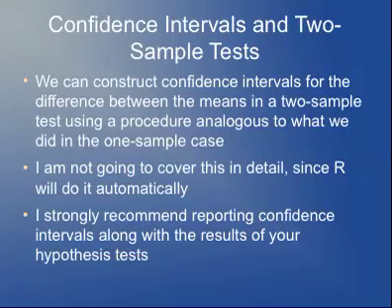And also note in passing that you can construct confidence intervals for the differences between means in a two-sample test, just like we did in the one-sample case. I won't bore you with all the details, because R will do this automatically. If you noticed, in each of the outputs from t.test, it gave a confidence interval for the difference in the means, in addition to the p-values.